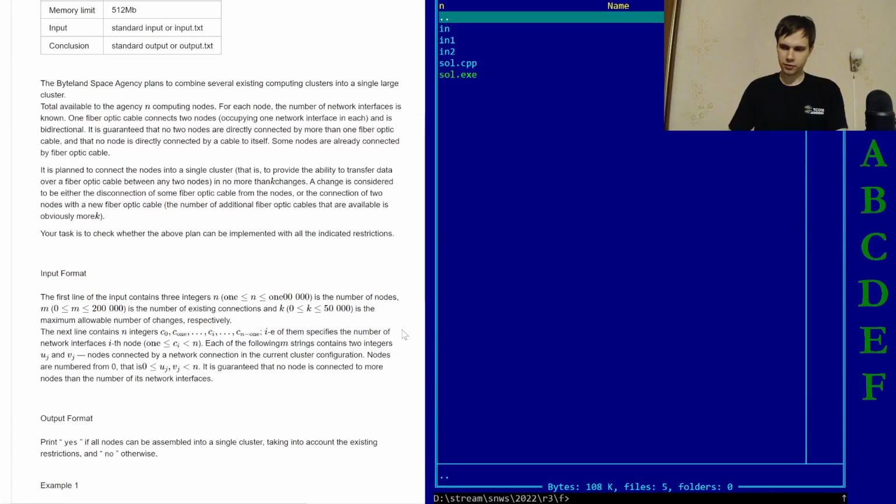Okay, and finally problem F. In problem F, we had some graph with n vertices and m edges, and we could make at most k changes. A change is either removing an edge or adding an edge. And we also have some values ci, which are the maximum degree of a vertex that we can have. And we know that the given graph satisfies this condition. After all the changes we do, we want all the conditions to still be satisfied. We want each vertex to have degree at most ci, and then we want to make at most k changes to transform the graph into one connected component. Just one, right? So we want to make it fully connected.